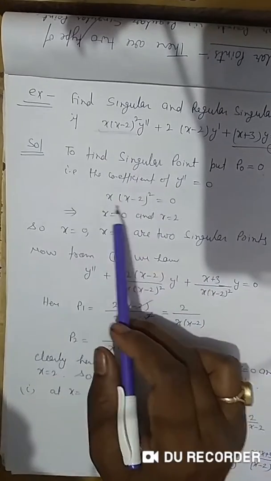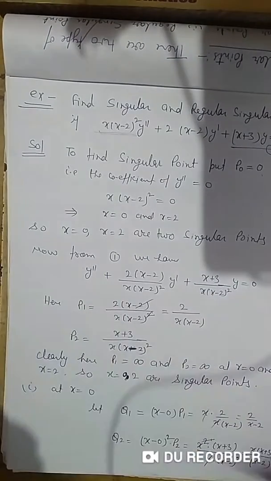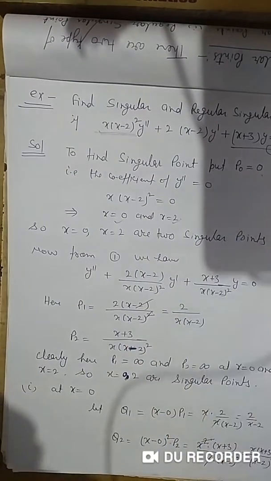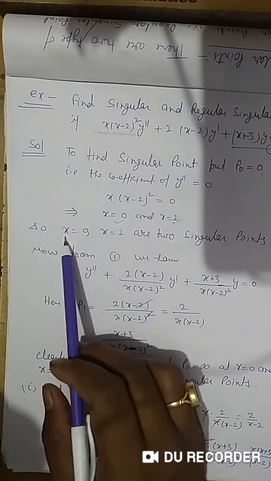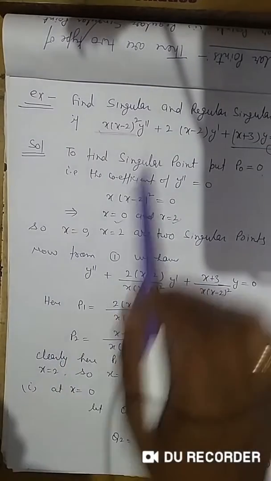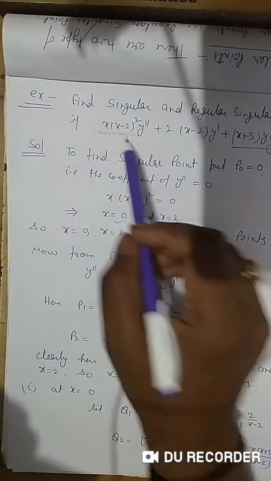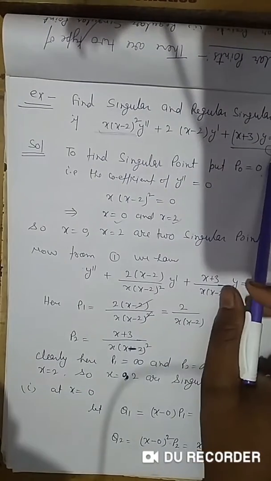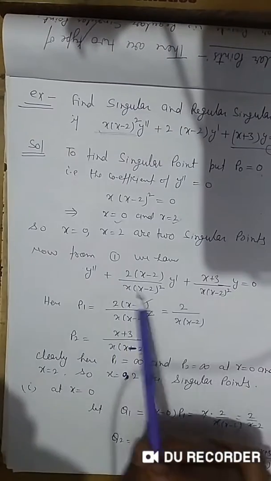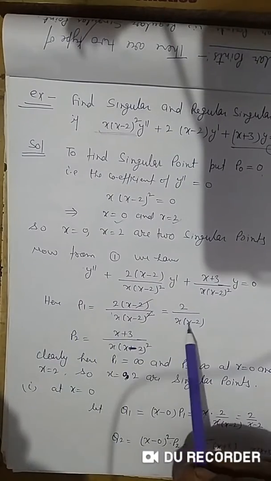So what is the coefficient? (x − 2)². Setting (x − 2)² = 0, this implies x = 0 and x = 2 are the two singular points. Now rewrite equation number 1 in the form of y'' by dividing equation number 1 by (x − 2)², so we get this equation, and comparing, we have p1 and p2.